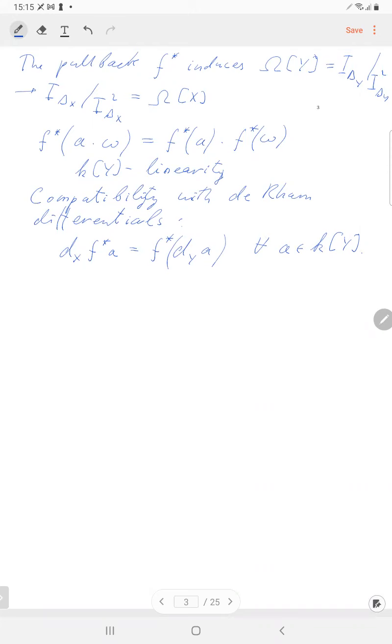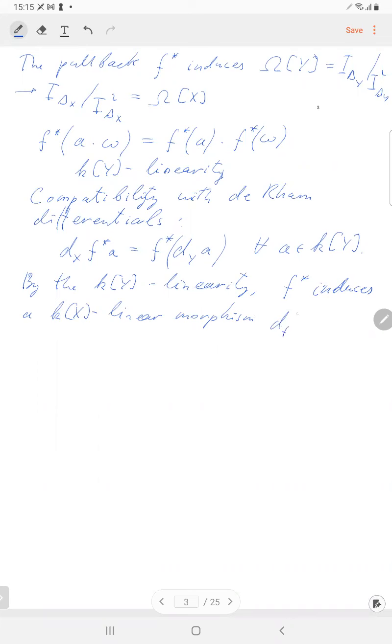Okay, and by this linearity, this pullback induces a k of x linear morphism that I will denote df upper star, from the scalar differentials on y with scalar extended to functions on x, to scalar differentials on x.